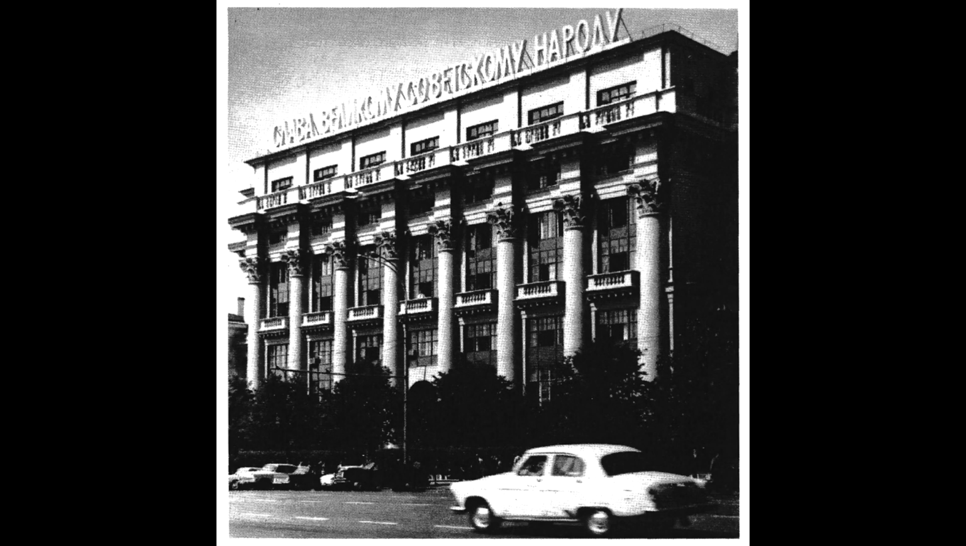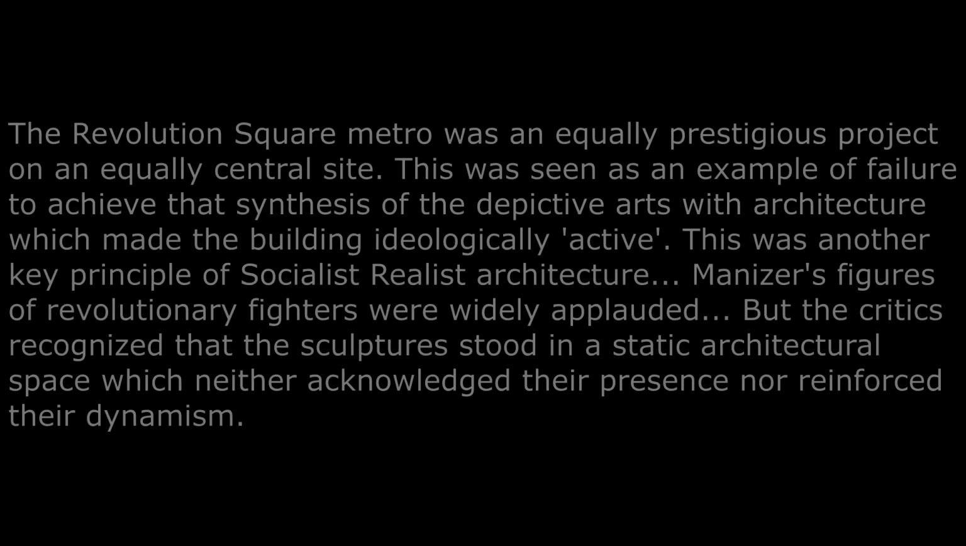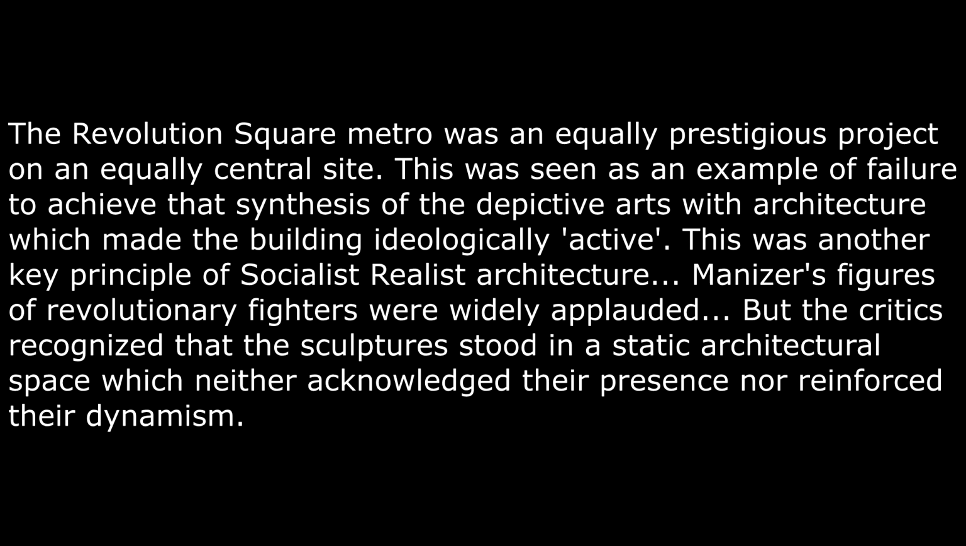The columns look way too big, they look out of place. They're entirely unnecessary, first of all, but it's not really ugly or anything. But it's still not the way to go. Cooke continues, the Revolution Square Metro was an equally prestigious project on an equally central site. This was seen as an example of failure to achieve that synthesis of the depictive arts with architecture which made the building ideologically active. This was another key principle of socialist realist architecture.